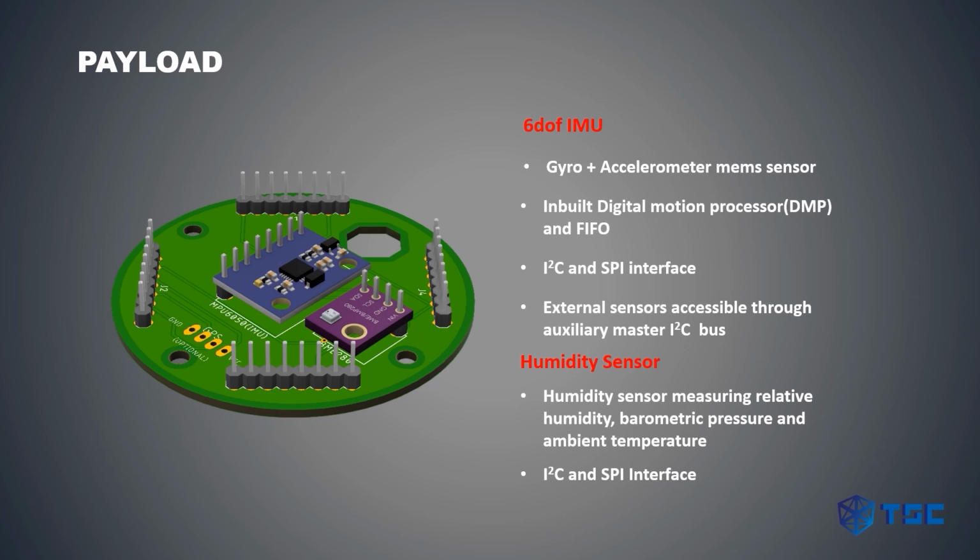The humidity sensor measures relative humidity, barometric pressure, and ambient temperature. The humidity sensor also supports I2C and SPI interfaces. The data from the sensors can be stored on board or downlinked to the ground station as telemetry for analysis.